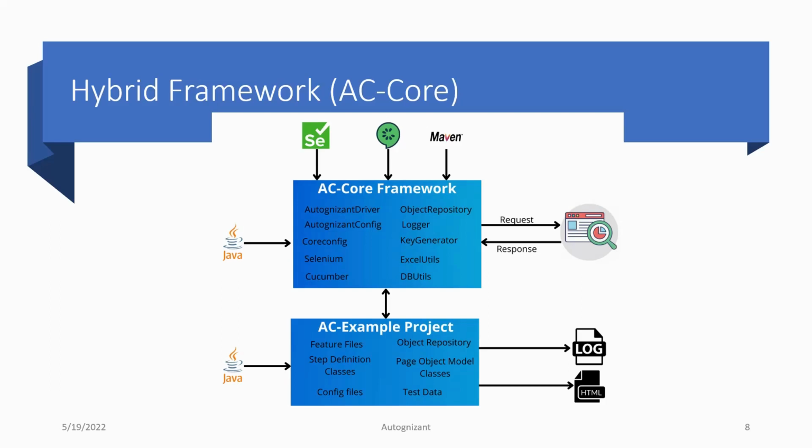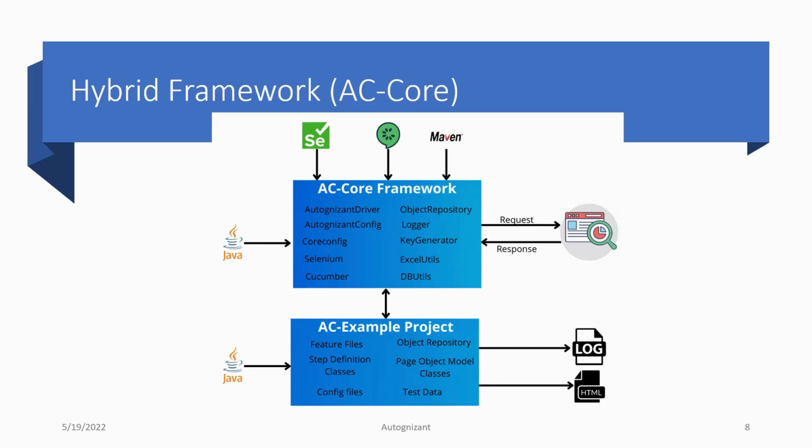Later, we need to prepare object repository, and we also need to prepare page object model classes for each web page in the application. We also need to provide our configuration files and test data. So we have included AC Core Framework library in example project. Now we can see when we execute AC example project, it uses the reusable common functions from the AC Core Framework. And after the execution, we get the log file for the automation execution, and we also receive the HTML report once the execution gets completed.